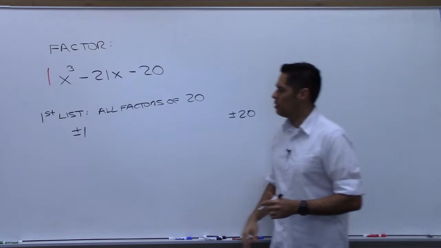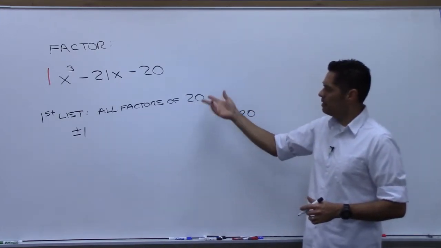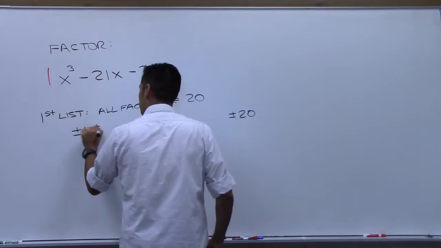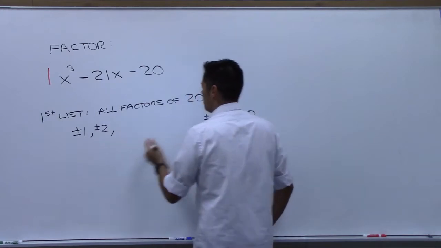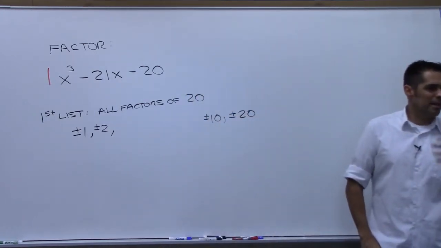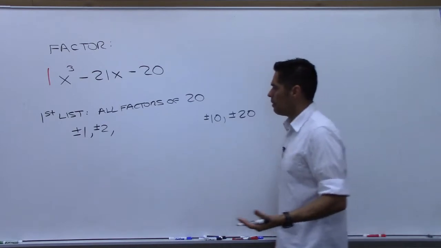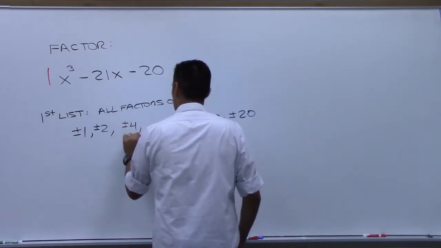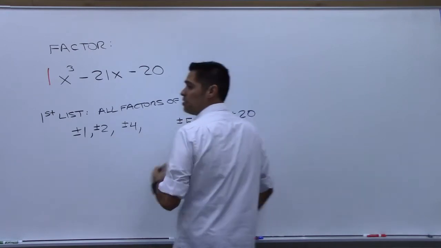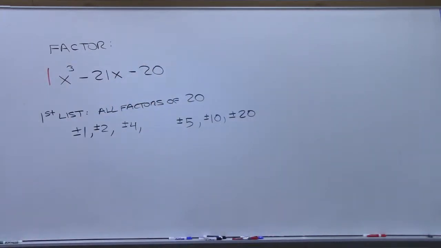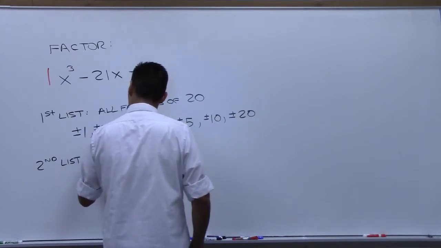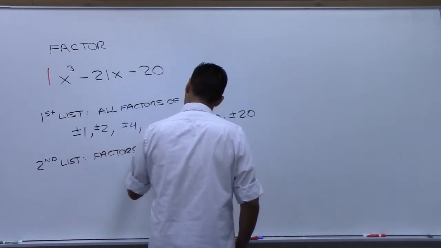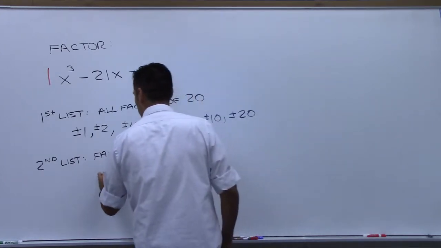So go into the next number. How about 2? Can I multiply 2 by anything to get 20? 2 and 10. So I do positive and negative 2. I do positive and negative 10. Then how about 3? Does 3 go into 20? Not evenly, right? We could have a remainder or decimal, so we won't look at that. How about 4? 4 and 5? And that's it. As soon as we meet in the middle, we're done. So that's my first list. My second list are all the factors of 1, which is just plus or minus 1.